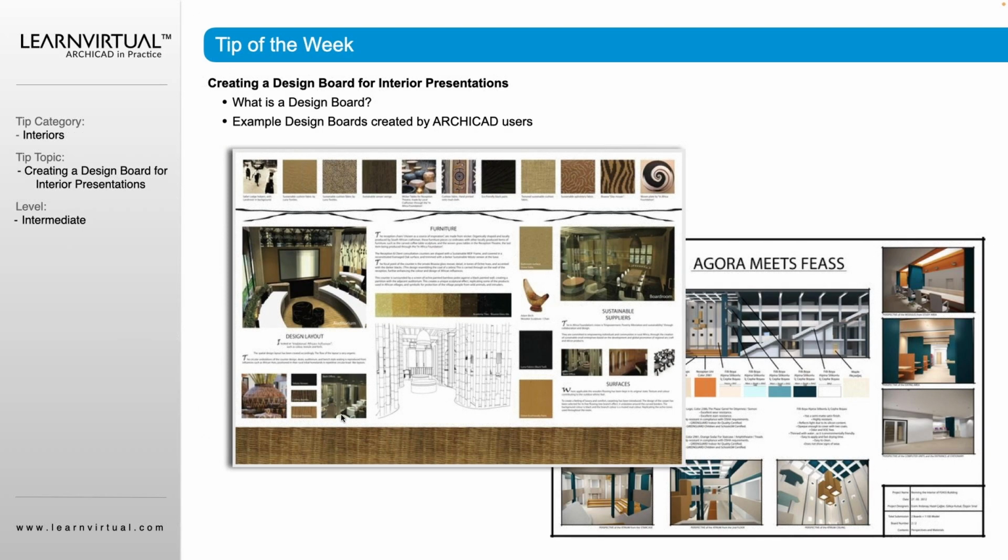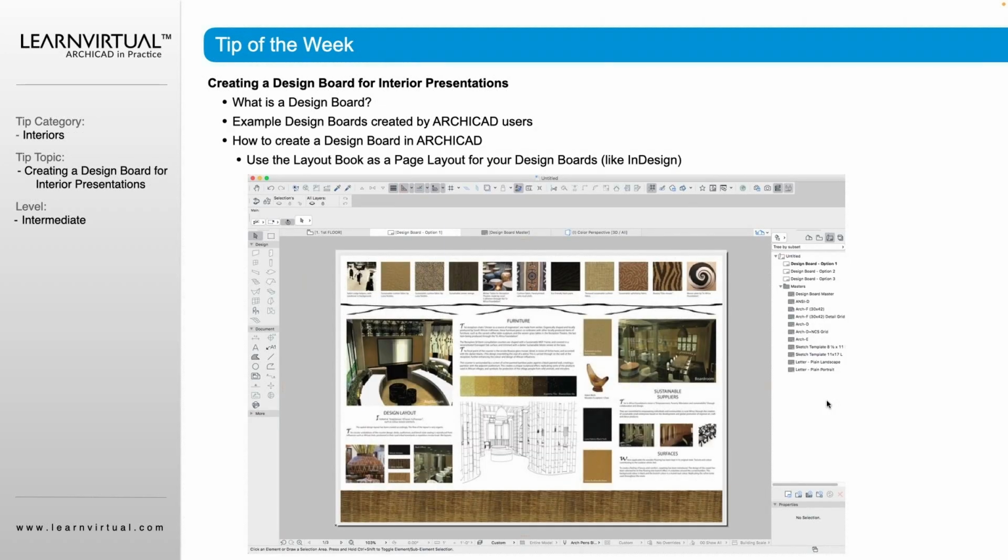Here's a couple different examples of what's been created by Archicad users in the past. You can see they get concept colors and patterns. Here's our concept drawings. And then they're attaching images and descriptions of materials and layouts that they're wanting to use. So to do this within Archicad, we're going to use the layout book and create a layout page for our design boards. This is going to be very similar to like what you would see in InDesign.